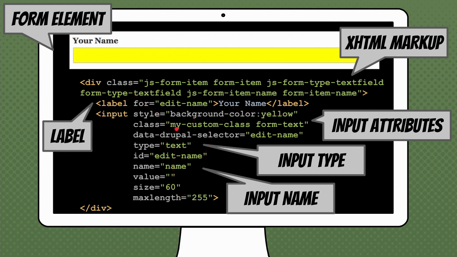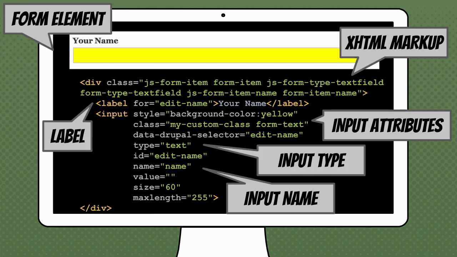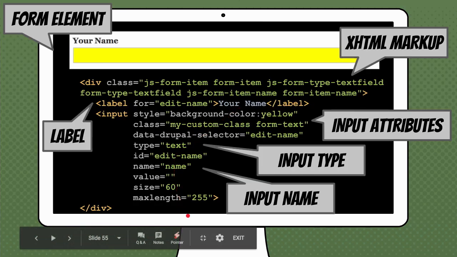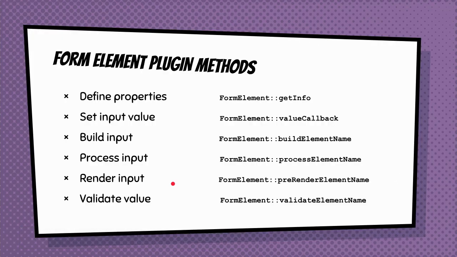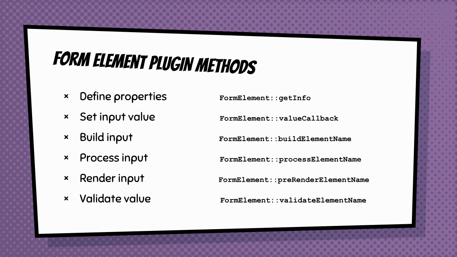With the form element plugin, I just wanted to illustrate that not all of these methods are required. I'm giving you abstract examples, but form element plugins need you to define the properties, what it's looking for, how it sets an input value, what the default value is, how it's going to build that input, how it's going to render it, and what the custom features are. When it gets down to it, processing means bringing all those things together and finalizing it, and then rendering happens. You don't have to implement all these methods, but they're available depending on the complexity of your input. Rendering is right before it goes out to the browser.